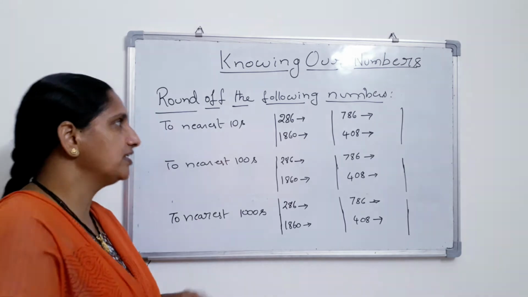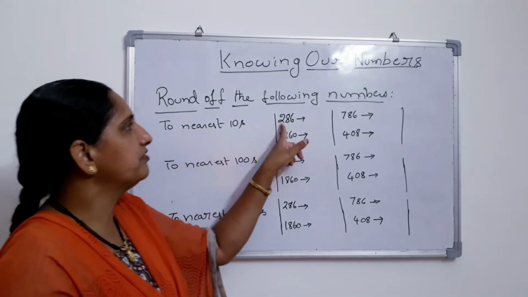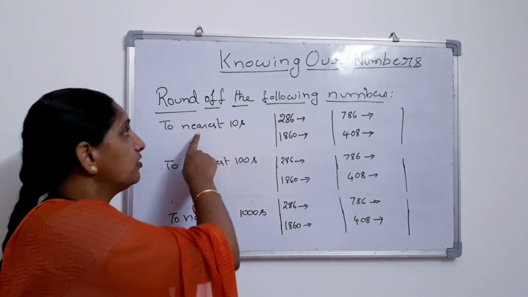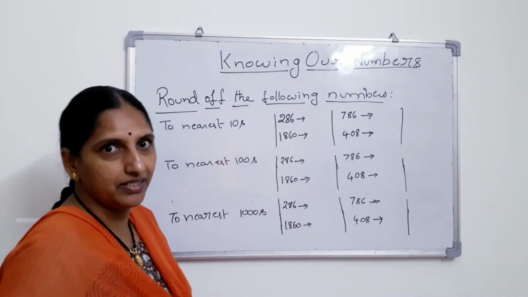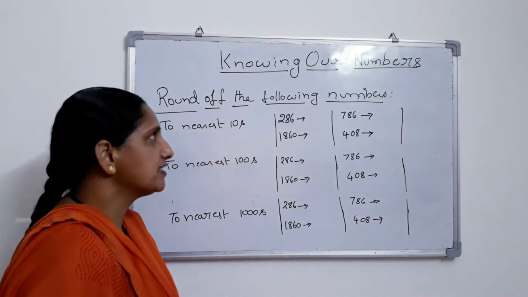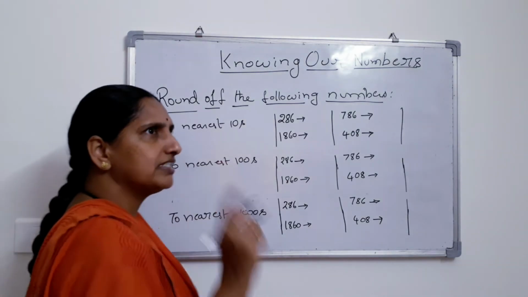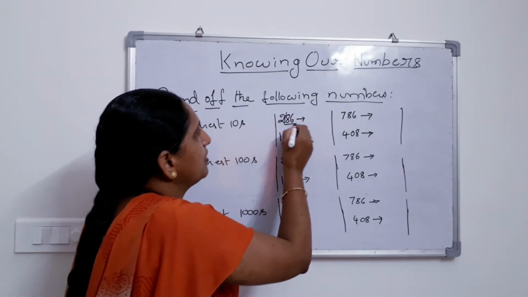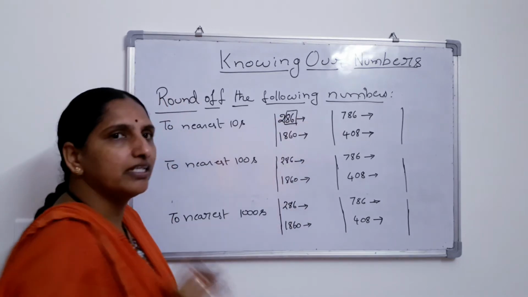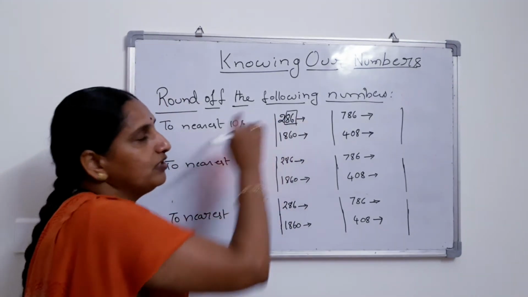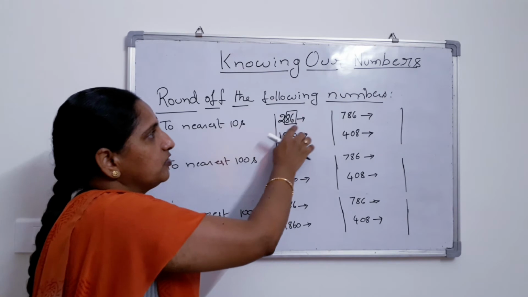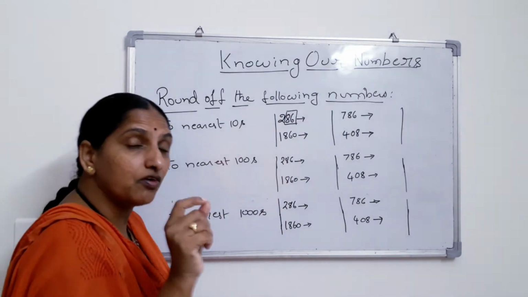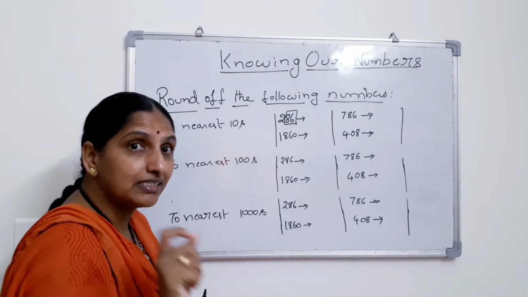Okay, shall we proceed? So now what is the number we have taken? 286. We have to round it off to the nearest tens. So when we see that it is nearest tens, you should take these two. From the tens place value, the rest, that is what you have to take. What is the tens place value? 8. So the rest of the digits you have to take, that means 86. Now tell me where 86 falls to the nearest tens.